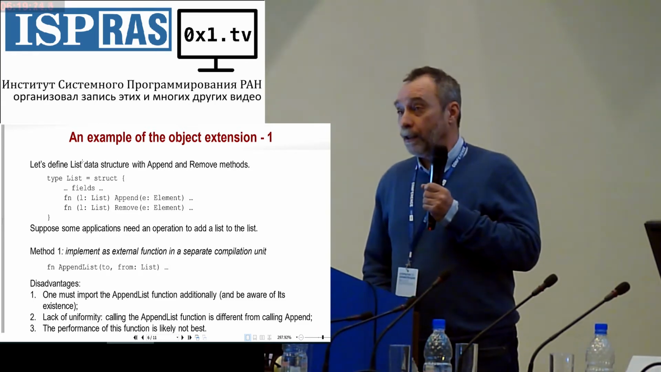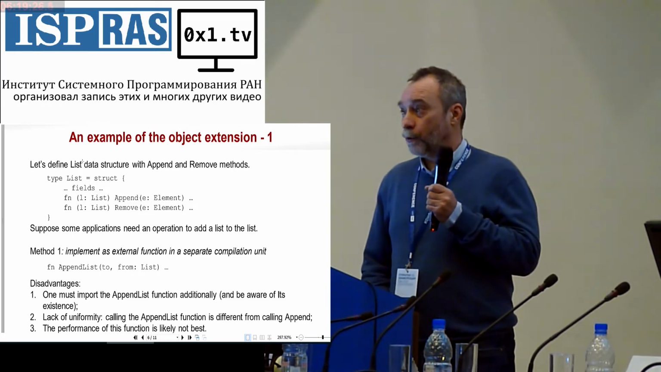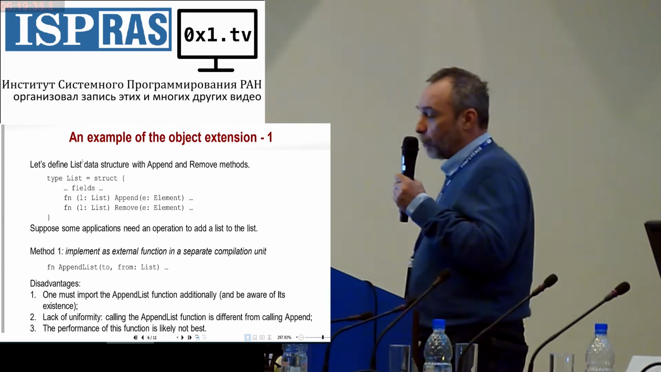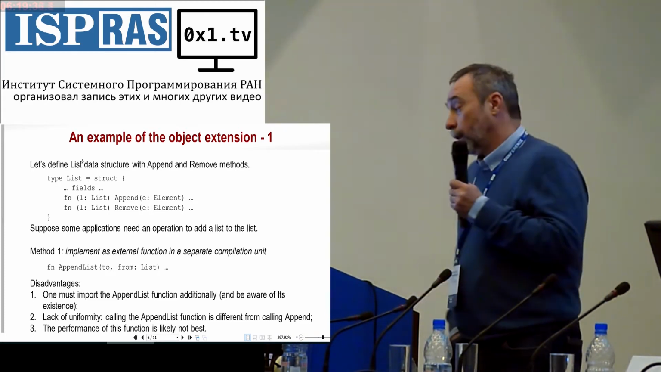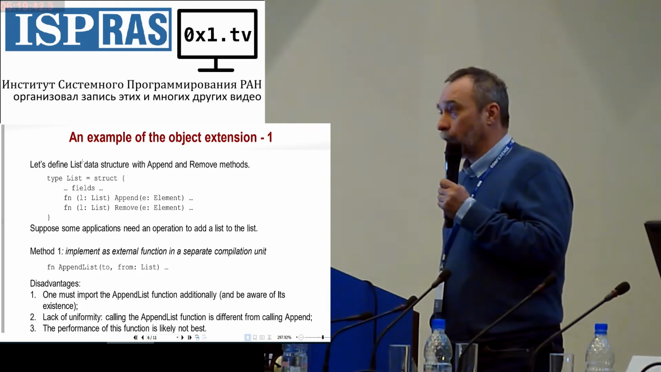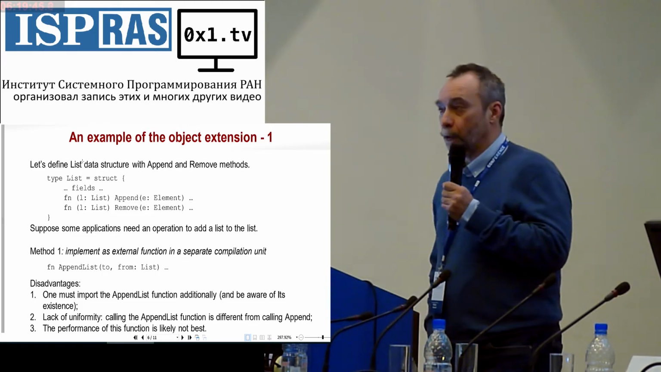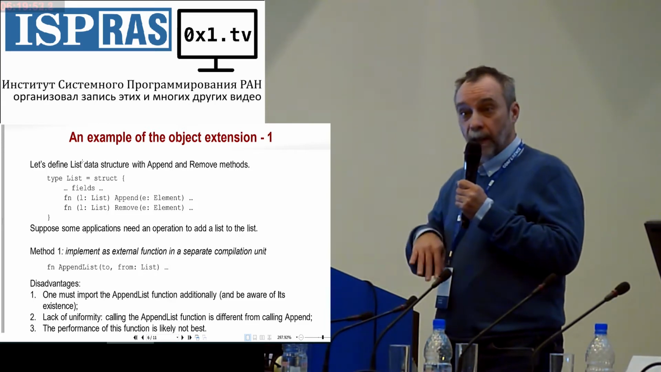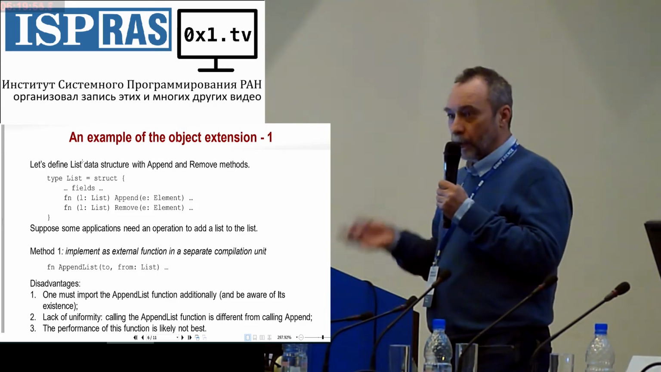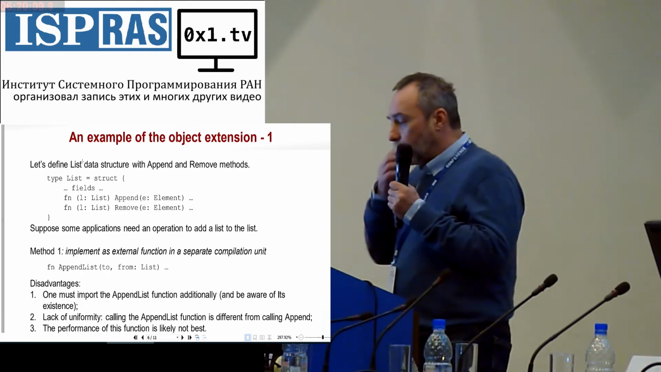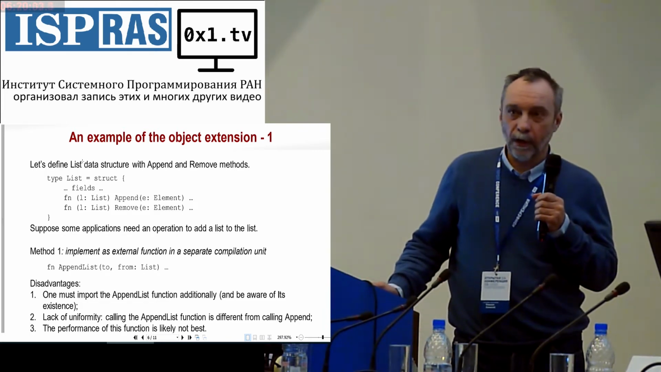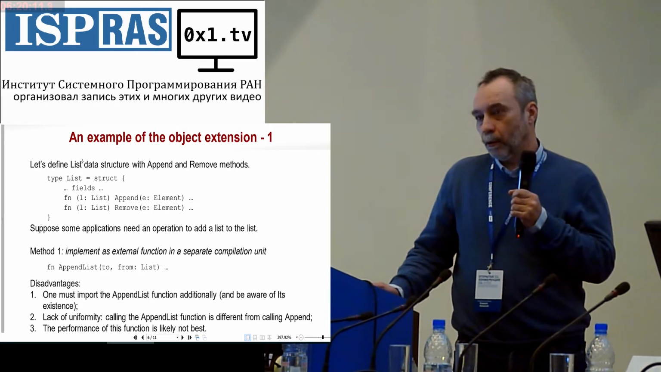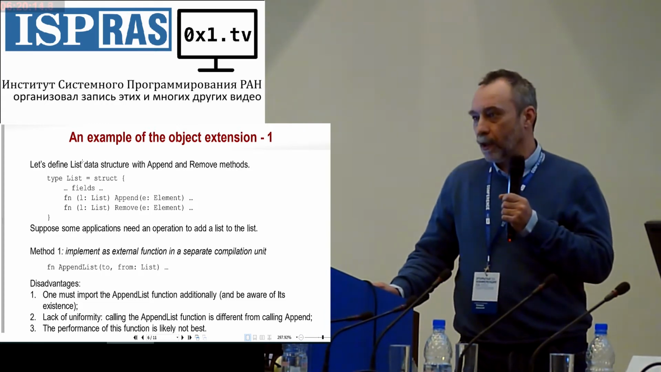The first method is that we can write it in languages that allow for it. For Java it's challenging, but for the majority of other languages it's clear. It works okay, and we can use append and append list, but there are three major drawbacks. First of all, it should be imported separately and connected separately. Another drawback is that uniformity is lost, meaning that calling the elements and calling the list look different. And another point, the performance of this function is highly likely to be worse.